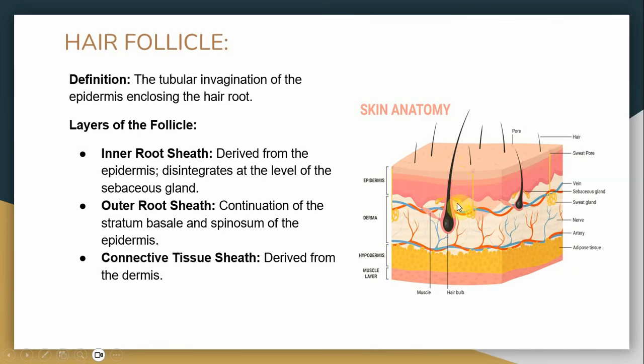The outer root sheath, that's continuation of the basal and spinosum, that is the innermost two layers, give rise to the outer root sheath जो इधर कहीं मौजूद होंगी. Okay, then is the connective tissue sheath. It's derived from epidermis.